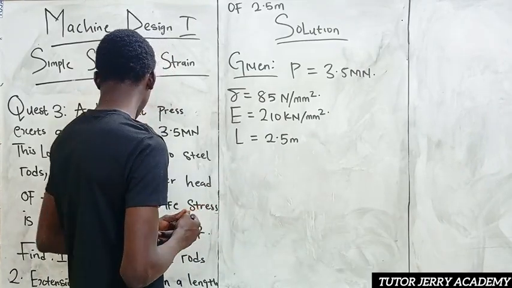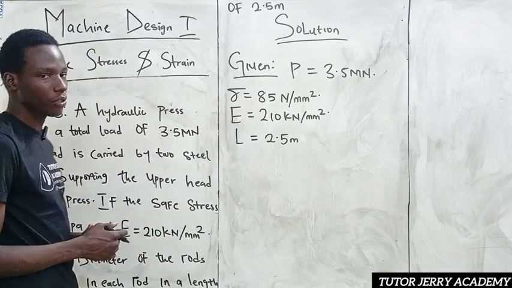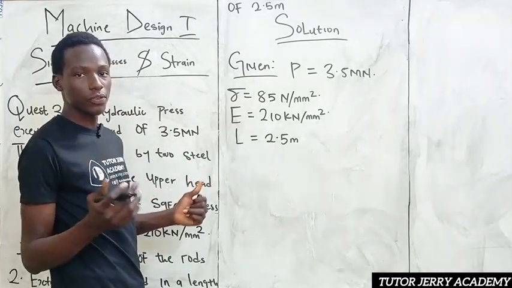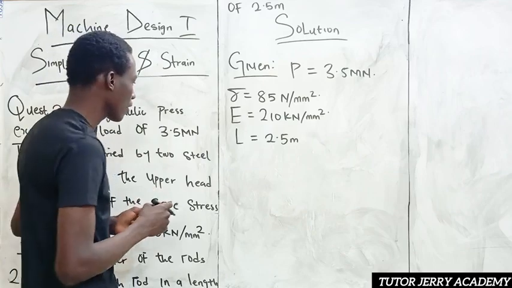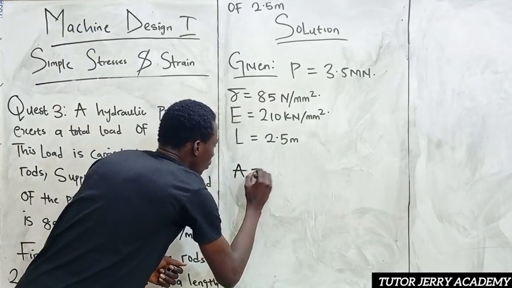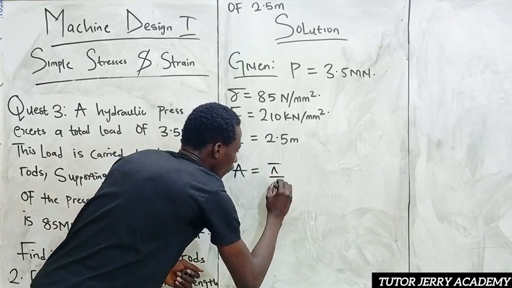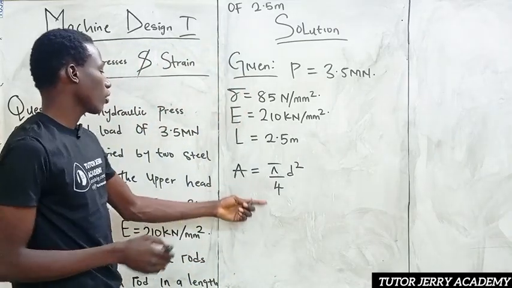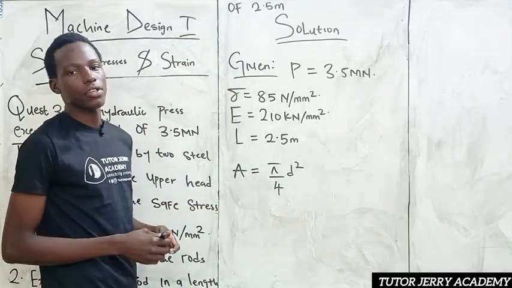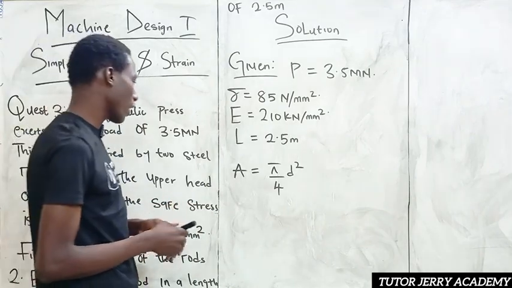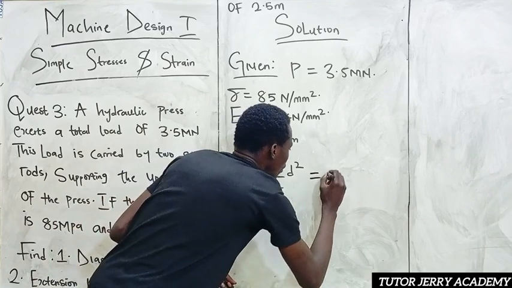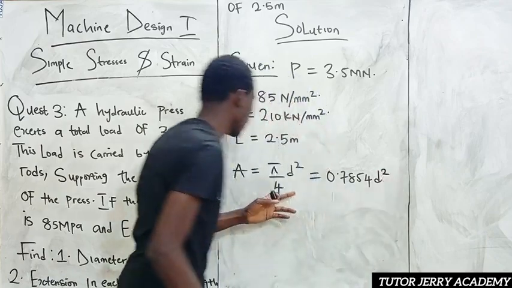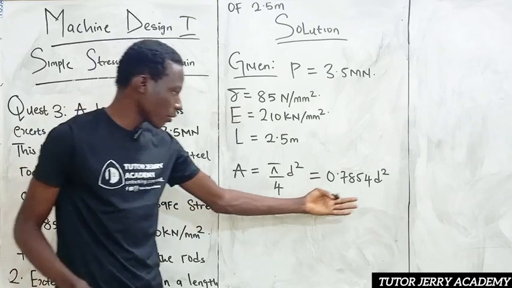So we are going to be looking first for the diameter of the rods. In order to look for the diameter of the rod, first thing first, we are going to be looking for our area. Our area A is nothing but pi all over 4 multiplied by d square. Now, pi all over 4 is nothing but 0.7854. So this will be equal to 0.7854 d square. Just press pi all over 4 on your calculator and you are going to have what I just have here.